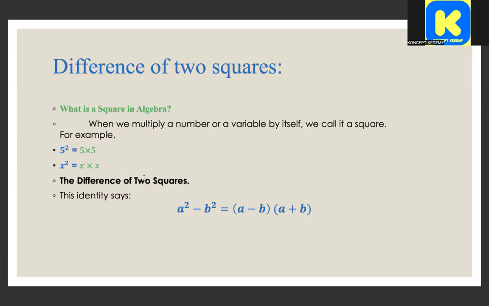And when we are talking about the difference of two squares, in arithmetic, if we take 5 square minus 4 square, difference means subtraction. So what is the difference between the square of 5 and the square of 4? When we calculate it, we will get the answer. So in algebraic terms, suppose that we have a square and b square, and we are subtracting b square from a square, we are getting a minus b and a plus b. So this is the identity, and I have shown you the proof of this identity in the last slide.